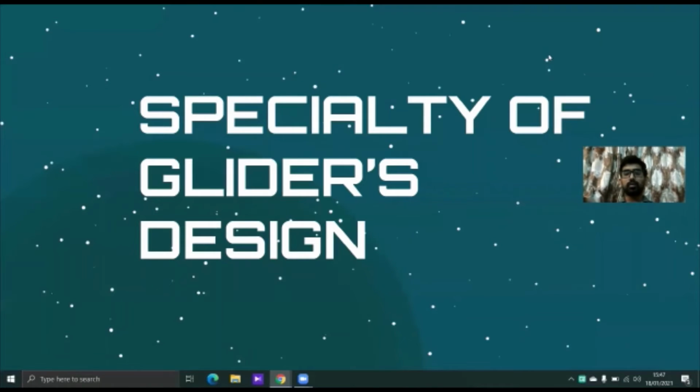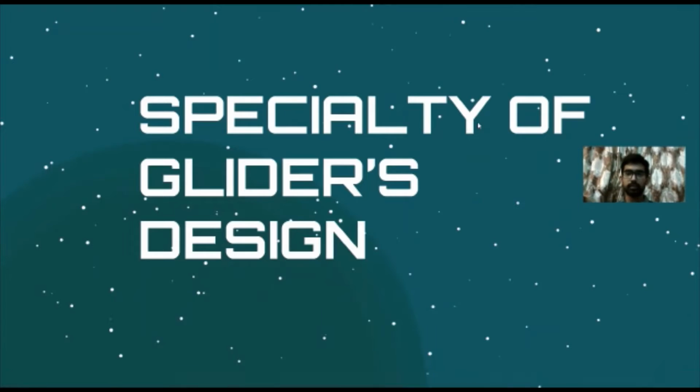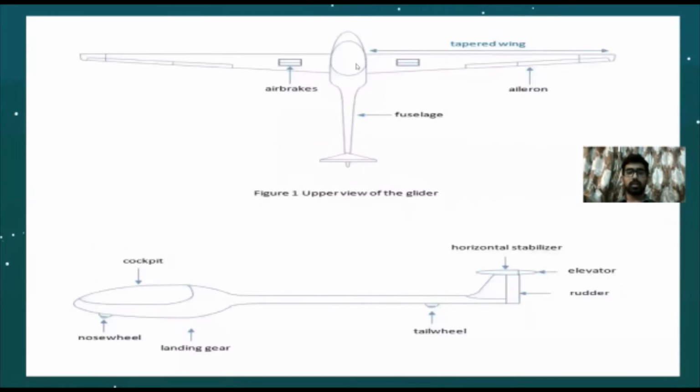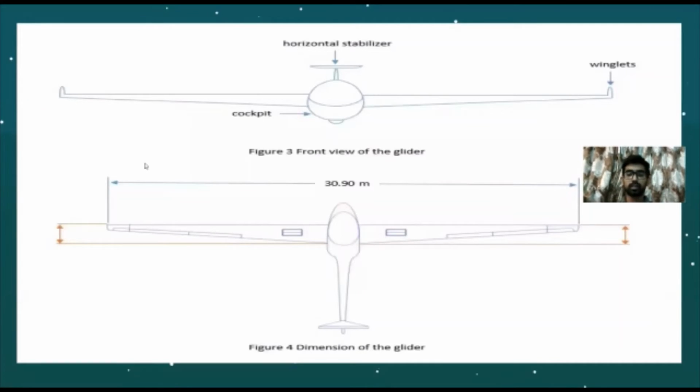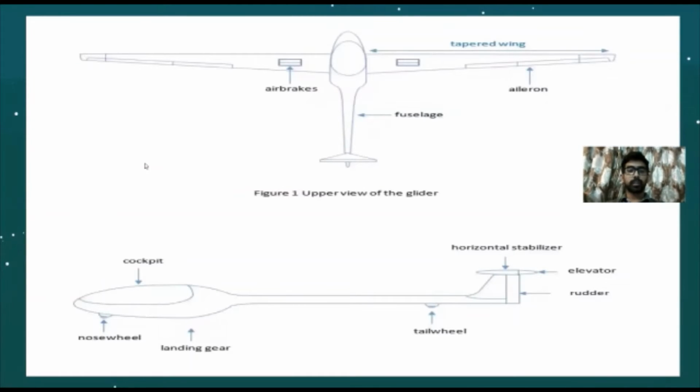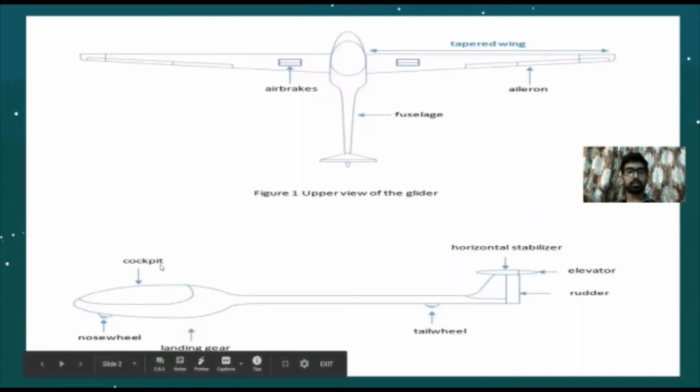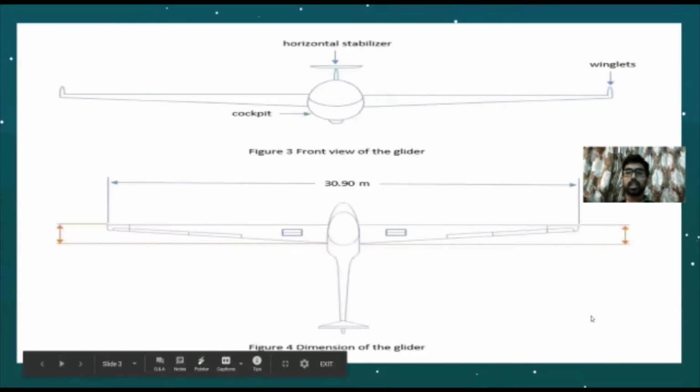Thank you very much. I'll be presenting the specialty of our glider's design. This is the upper view of our glider, which includes the air brakes, fuselage, and aileron. And this is the side view, which includes the cockpit, nose wheel, landing gear, tail wheel, horizontal stabilizer, elevator, and rudder.